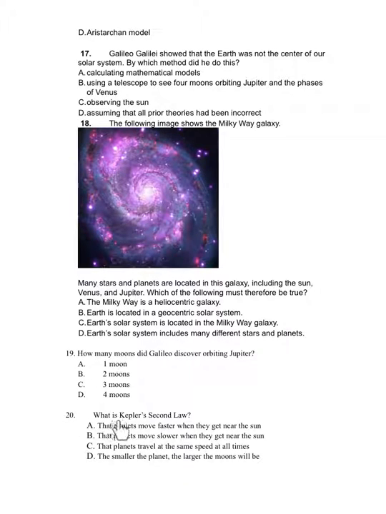Number 20. What is Kepler's second law? A. That planets move faster when they get near the sun. B. That planets move slower when they get near the sun. C. That planets travel at the same speed at all times. D. The smaller the planet, the larger the moons will be.